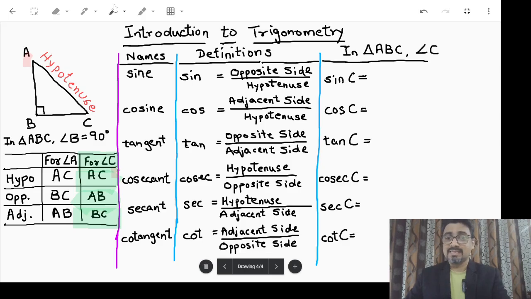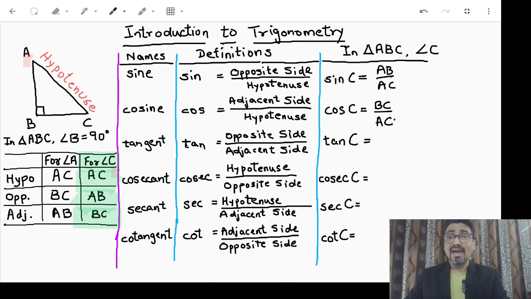And the first one is sine C. Sine, opposite side upon hypotenuse. In the table on the left, we see that for C, opposite side is AB, hypotenuse AC. So sine of angle C will be AB upon AC. Cos C, adjacent upon hypotenuse. For C, adjacent is BC, hypotenuse AC. Cos of angle C will be BC upon AC. Tan C. What's tan? Opposite upon adjacent. For C, opposite is AB, adjacent is BC. Tan of C will be AB upon BC.